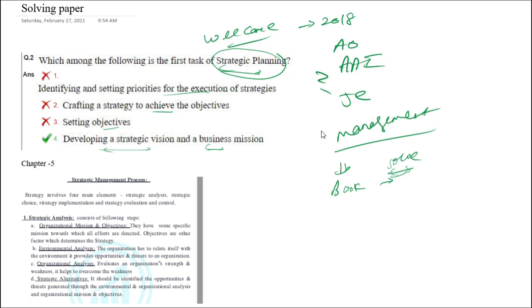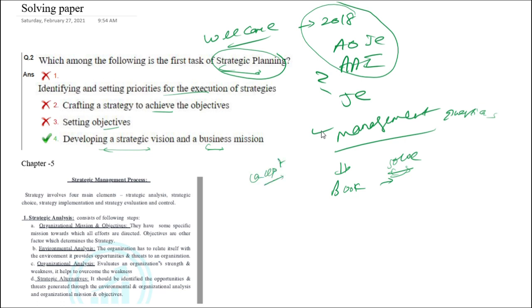So today we'll be discussing the 2018 Airport Operation Junior Executive Airports Authority of India paper. In this video we'll be seeing how to actually solve the management questions and how you have to grasp the concept from the book. So without wasting much time, let us start the first question.